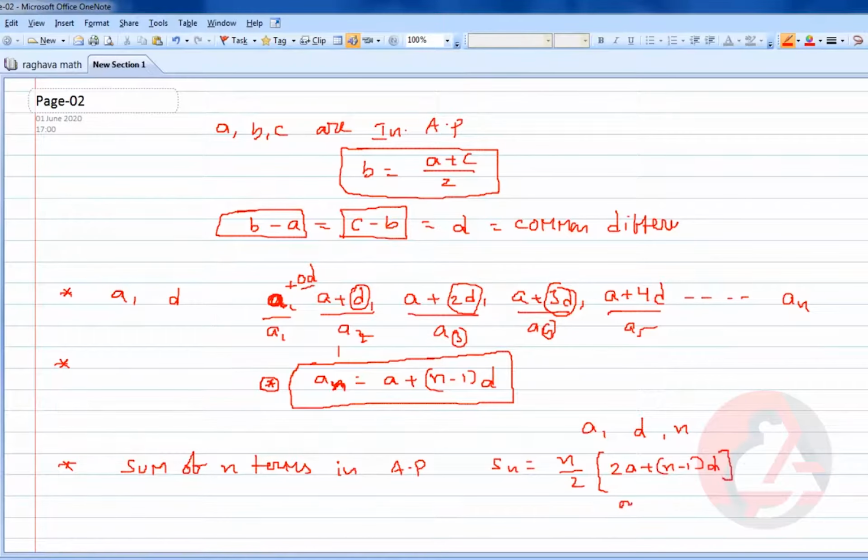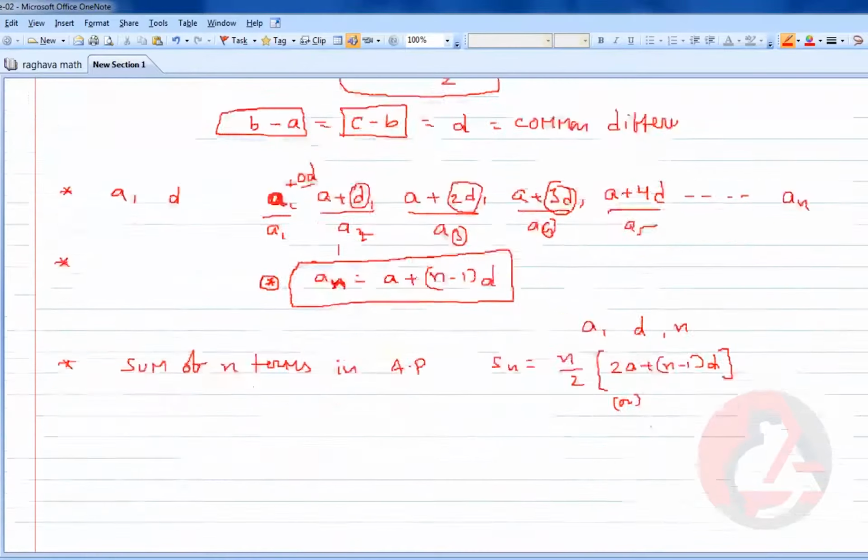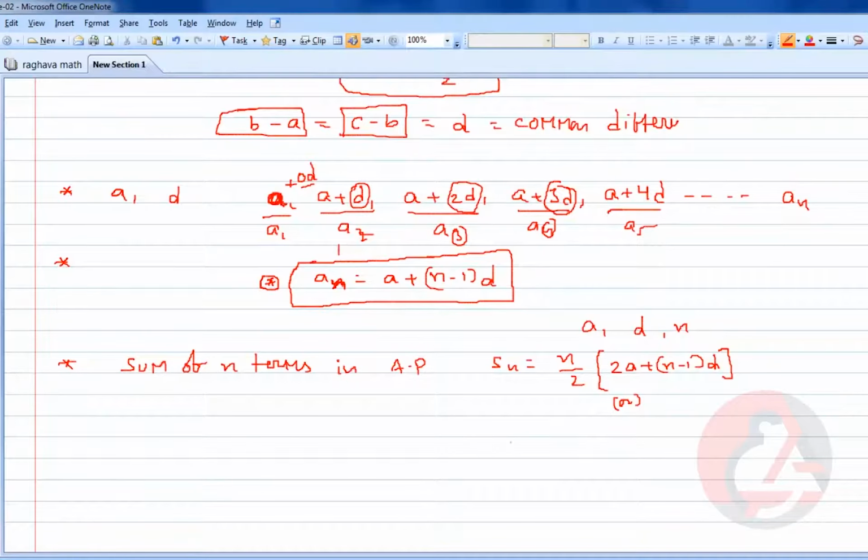Or if you know the first and last term, where the first term is a and the last term is l, and the number of terms, Sn is equal to n by 2 into a plus l. This is an overview of the total arithmetic progression. From this, we can solve different kinds of numericals.